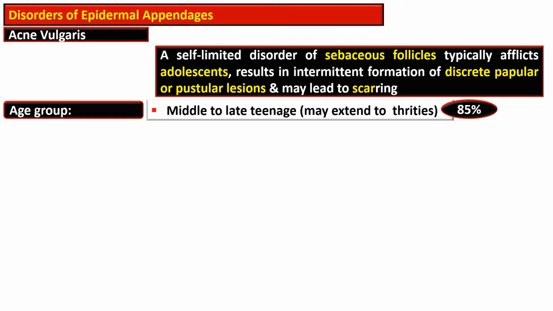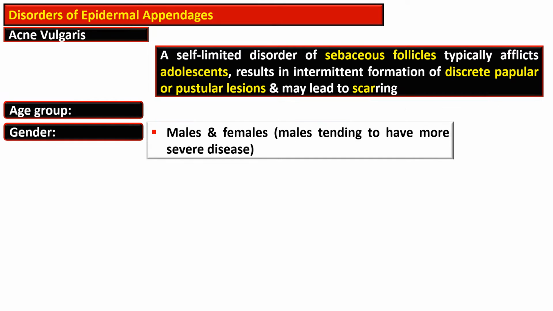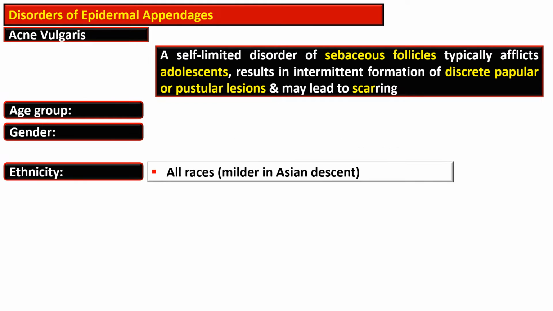5% of the people present in their 40s and 50s. It affects both male and female, but the disease tends to be more severe in males. It is common in all races, but the disease is milder in people of Asian descent.